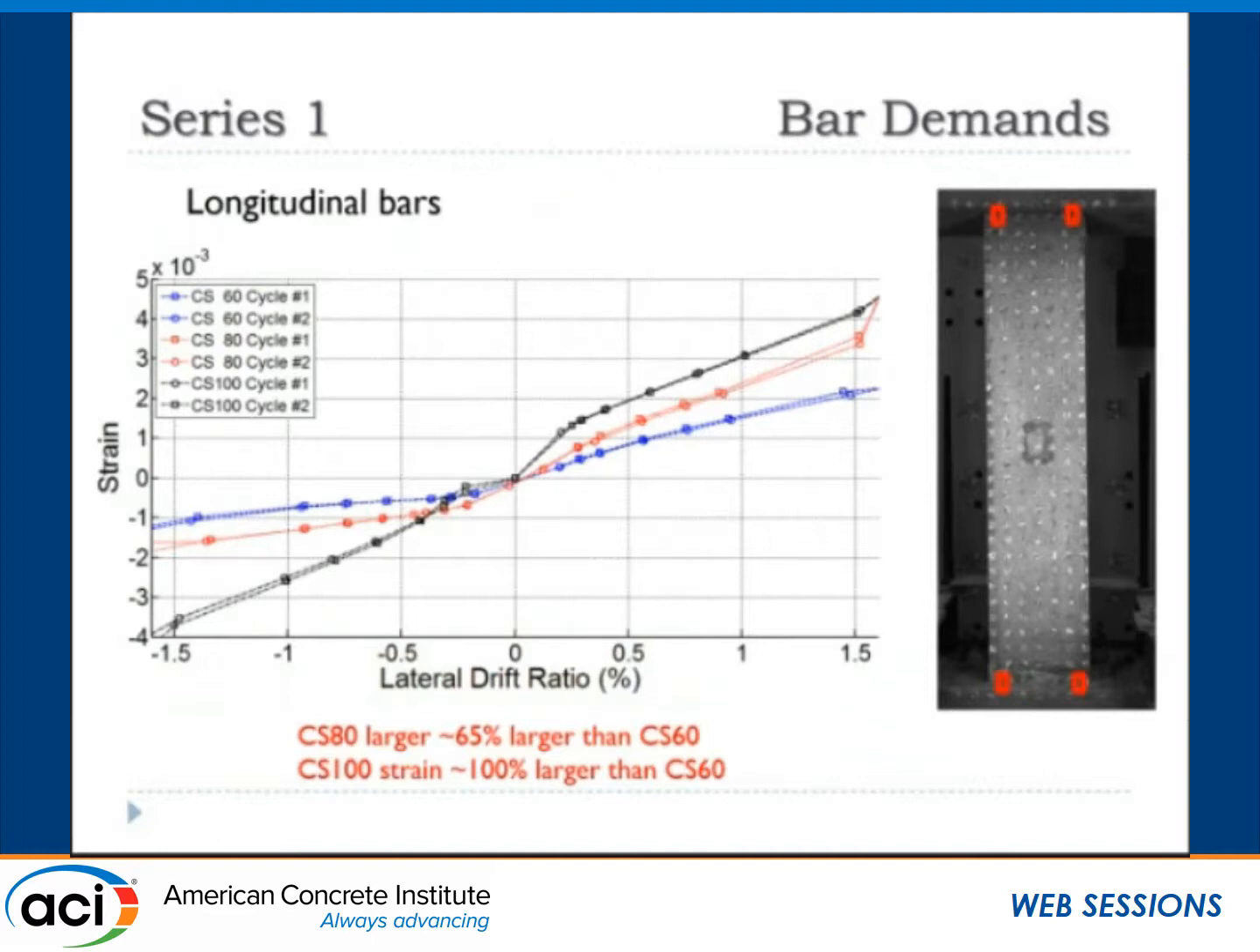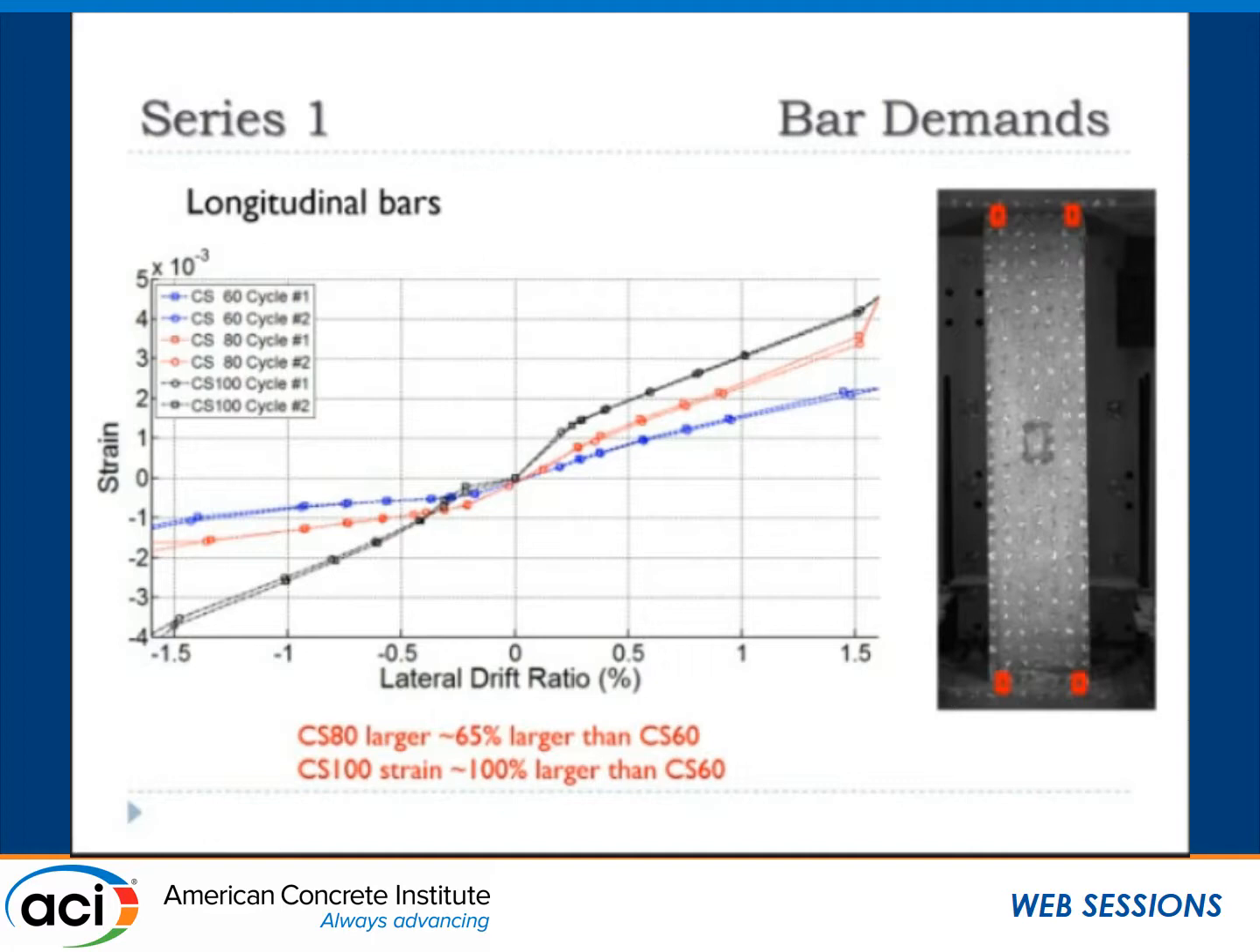Now what we also noticed that was interesting in these tests was that the strain demands on the bars were different. So at any given drift ratio, let's say 1%, 1.5%, and as we go forward, this is before the grade 100 column sustained an anchorage failure. We see that the grade 60 strains are here, and those bars at the ends.